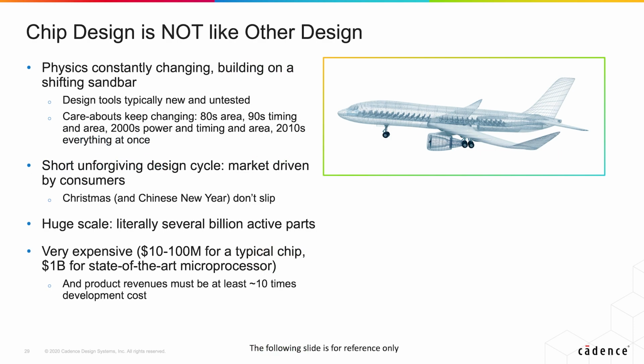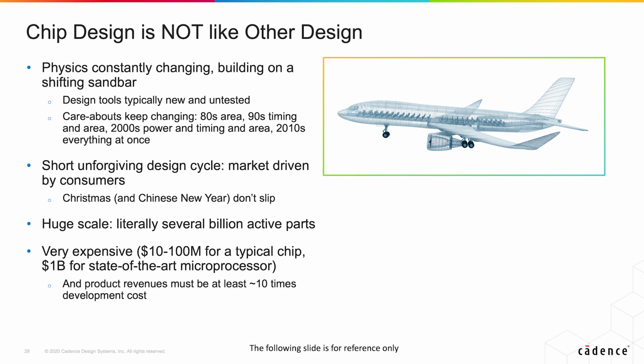So I said that chip design's not like other design. It's kind of the physics constantly changing. The thing that people care about is also changing. Back in the 80s, we cared about area, because if you could get it built, it would run fast enough most of the time. In the 90s, we got really worried about both timing and area. But we didn't worry about power because the chips were too small. They didn't have enough transistors. It was hard to use too much power. In the 2000s, we started to worry about power a lot as well. And increasingly, we have to worry about absolutely everything all at once.